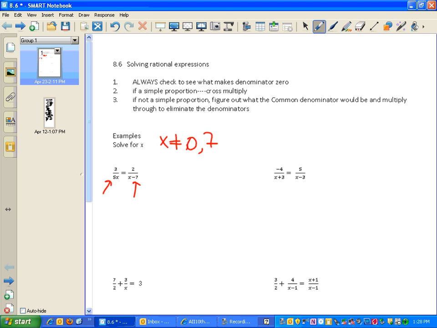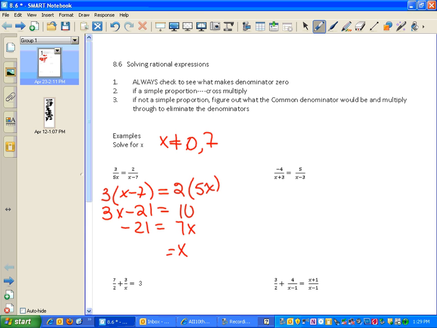Okay. All right. So I'm going to have a couple of options. I will have a simple proportion. In other words, a fraction equal to a fraction. And if that's the case, the easiest way to solve this is to cross multiply. That tells me that 3 is going to be multiplied by, and set that equal to 2 times 5x. That gives me then a solve. 3x minus 21 is equal to, so negative 21 is equal to, and that means x is equal to.